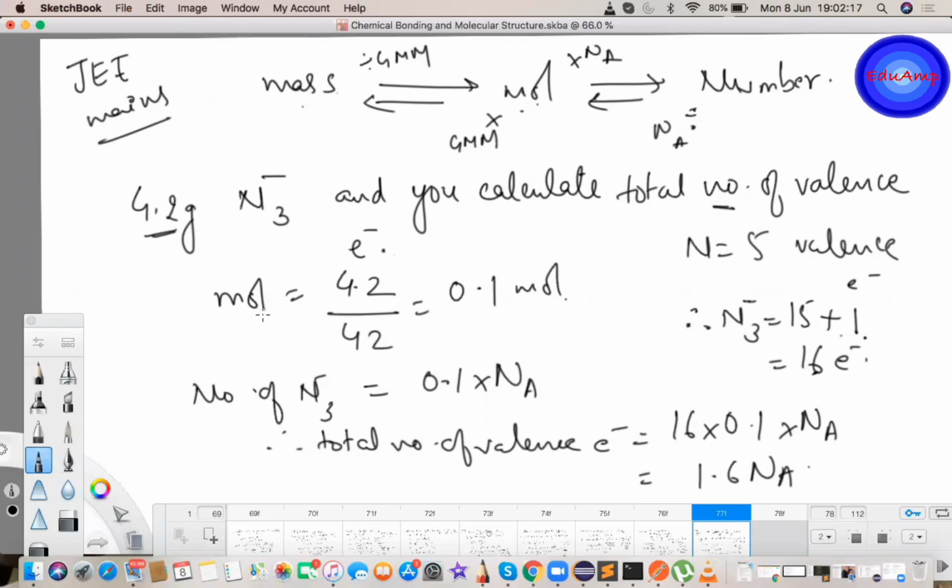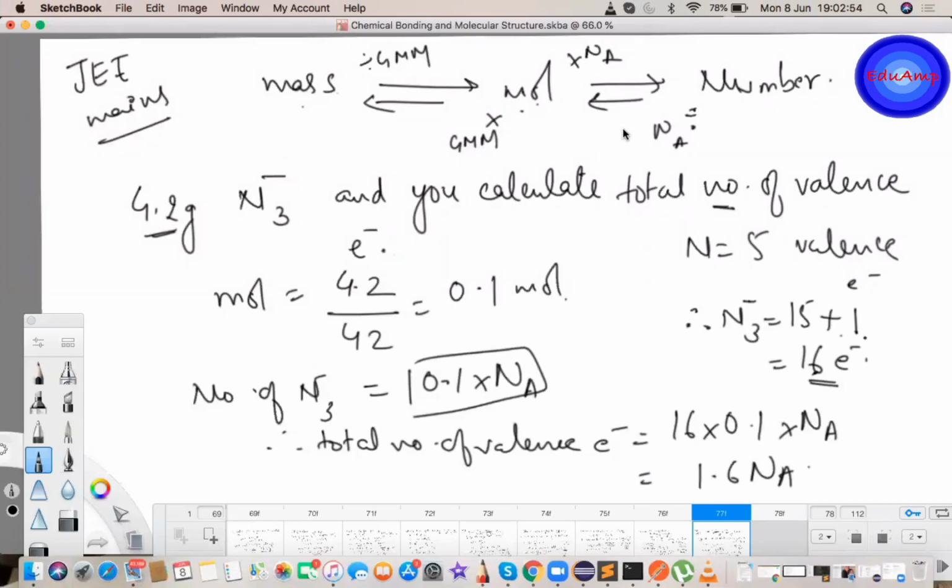First, we calculated moles. Moles is 4.2 divided by 42, that is 0.1 mole. And after finding the mole, we calculated the number of N3 minus ions, that is 0.1 into N. Now for valence electrons, in one N3 minus ion there are 16 electrons. So if we have this many N3 minus ions, then total valence electrons would be 16 into 0.1 into Na, that is 1.6 into Na. So this is our final answer.